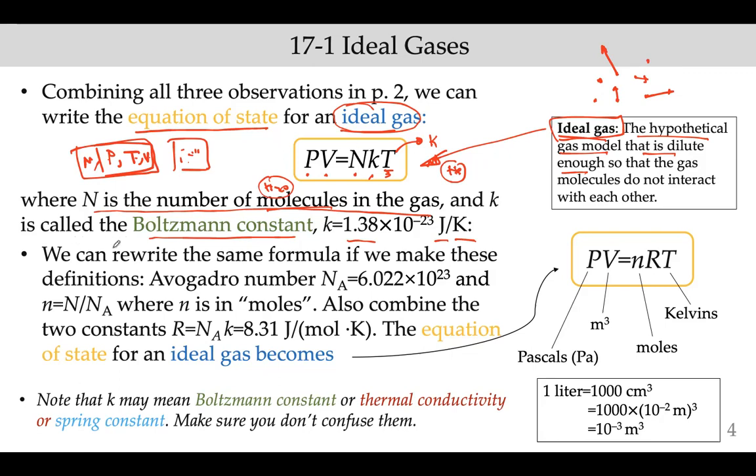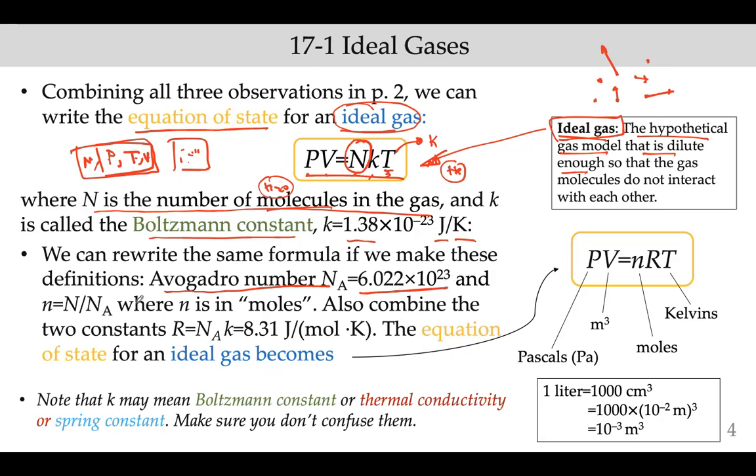Okay, so now we can rewrite the same formula if you make these definitions. So now look at this formula. N is the number of molecules. If there are 1 million molecules, then you write 1 million here. But we can change the definitions. Let's define Avogadro's number. It's just some constant number, 6.022 times 10 to the 23rd.